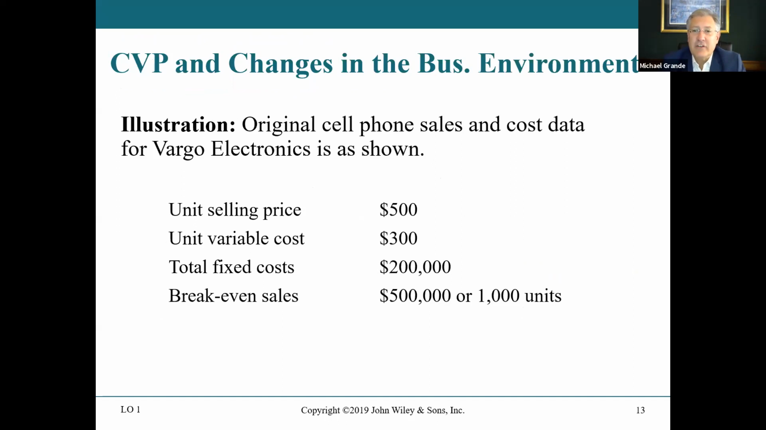So our illustration here is our original cell phone sales and cost data for Vargo Electronics. The selling price per unit, $500. The unit variable cost, $300. The total fixed cost, $200,000. And we've calculated break-even point in sales of $500,000 or 1,000 units.